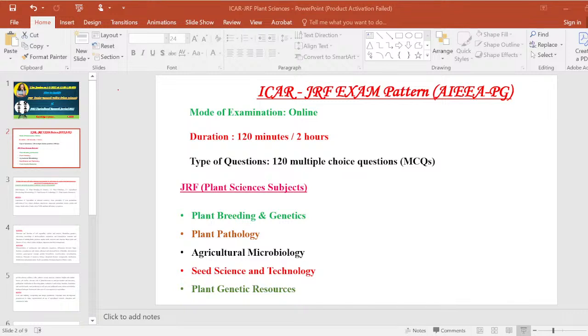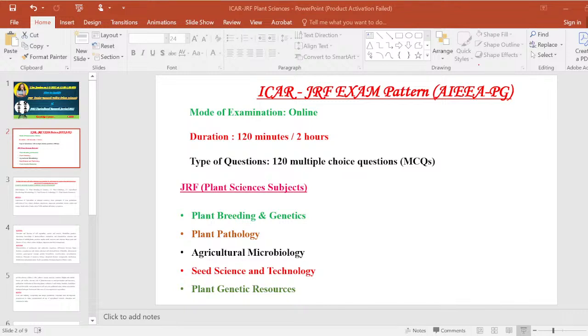Then pH, buffer, vitamins, these are again from biochemistry. And the role of plant hormones in seed germination and dormancy. Plant hormones means gibberellic acid and abscisic acid, how they play an important role in seed germination and dormancy. Then pollination and fertilization in flowering plants. Then methods of seed testing, what the different seed testing methods are for evaluating seed quality.